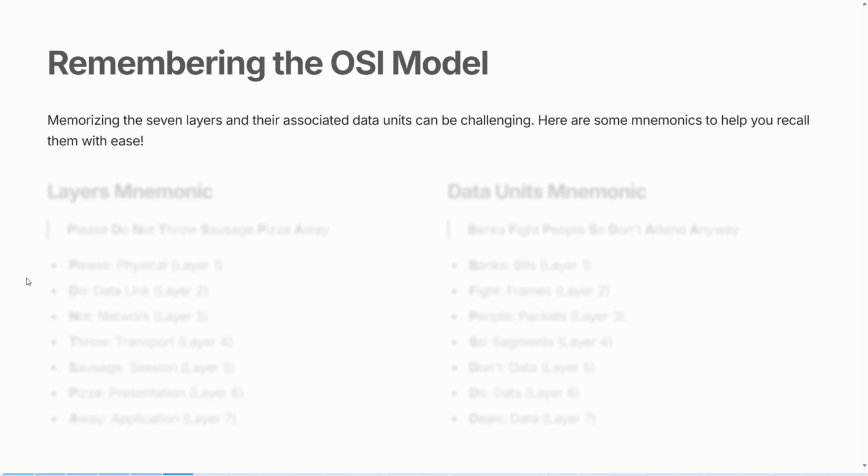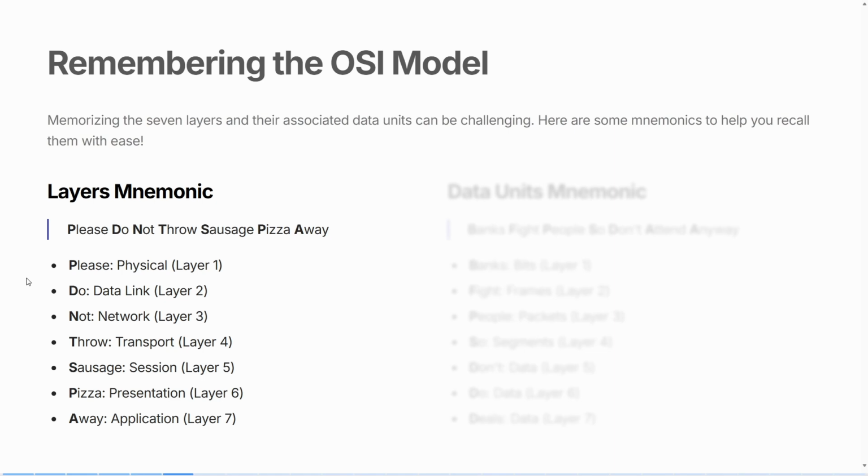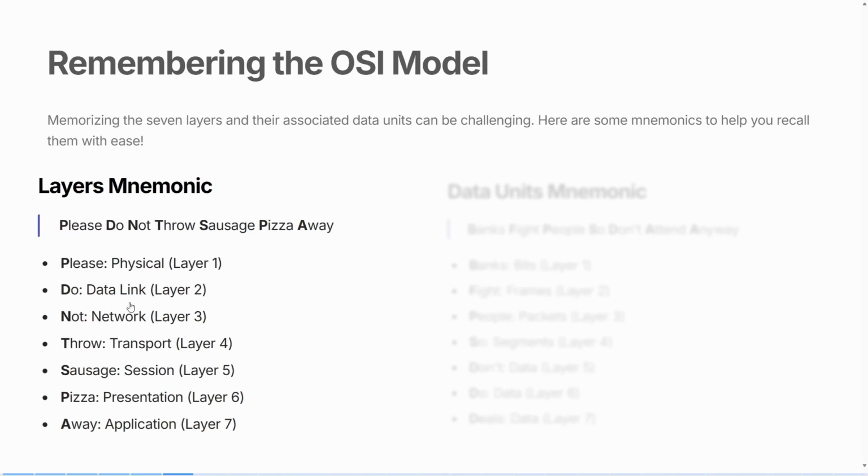So a quick tip that you can use to remember this: 2 mnemonics. For the layers, what I used when I was studying for this was, please do not throw sausage pizza away. Please, physical; do, data link; not, network; throw, transport; sausage, session; pizza, presentation; away, application. Please do not throw sausage pizza away. If you can remember that, you'll be sweet.